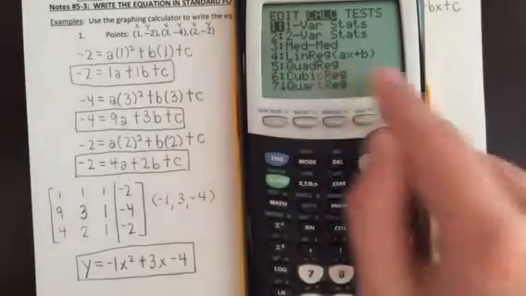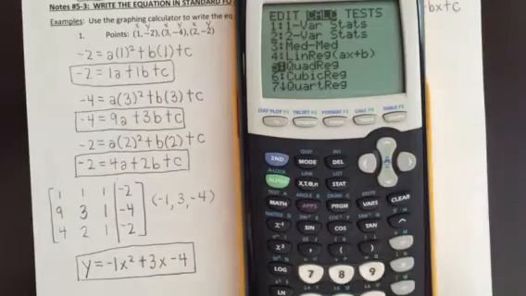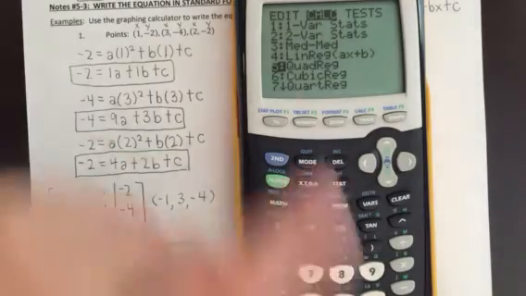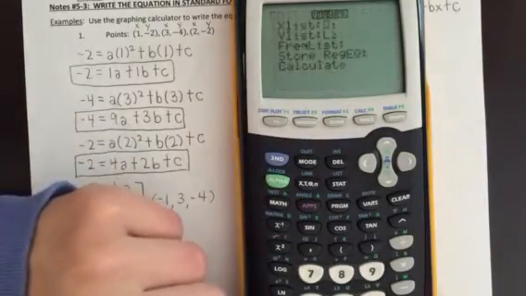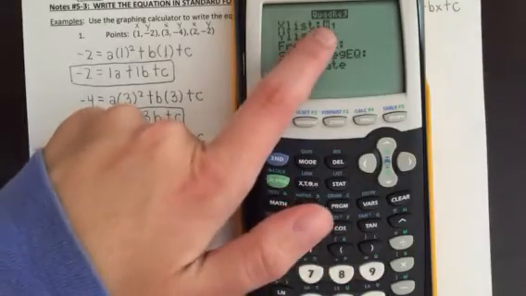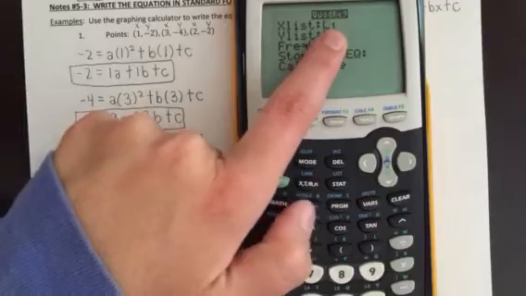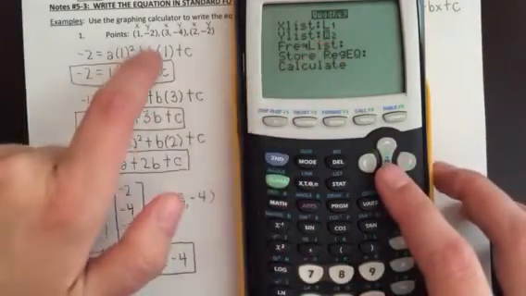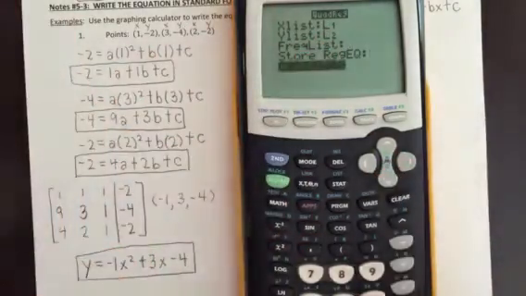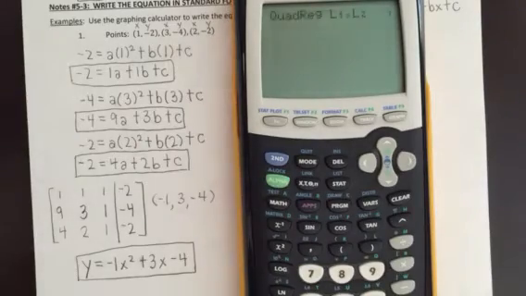And the calculator will do what's called a quadratic regression. So go down to number 5, quad reg, and it's asking you for the x values of your points, what do you want to use? And that's L1, that's what we put in L1. The y values were in L2, we're good. You don't really need to change anything. You just need to scroll down to calculate. And it does it for you super fast.